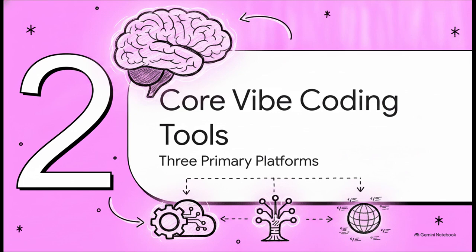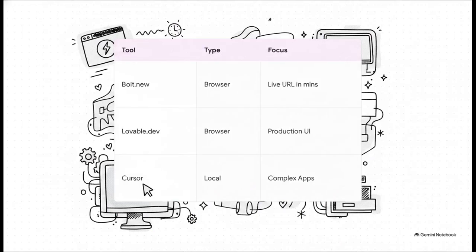Moving right along to Section 2, Core Vibe Coding Tools. To pull this off, there are really only 3 main platforms you need to be aware of. First up is Bolt.new, which is absolutely perfect for instant web environments. You just give it a prompt, and it builds a full browser environment with a live, working URL in less than 2 minutes. Next, we have Lovable.dev. This one is fantastic if you want polished, production-ready user interfaces right out of the box. And finally, there's Cursor, which is designed specifically for handling larger, much more complex applications directly on your local computer.